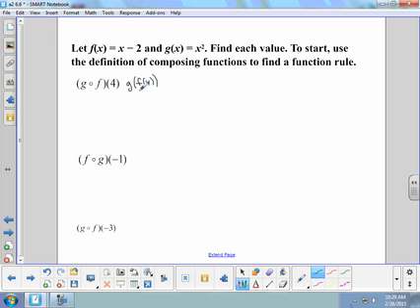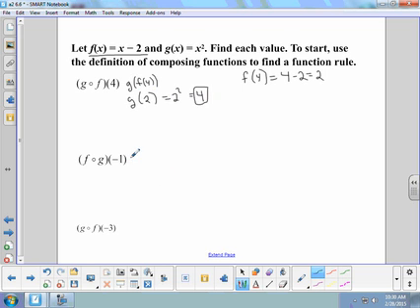And we're going to start with our inner part. We need to figure out what f of 4 is. So f of 4 just means you're taking 4 and plugging it into your f function. So that would be 4 - 2, which is 2. So then I'm going to have to figure out what g of 2 is. Well, that would just be 2 squared, or 4.